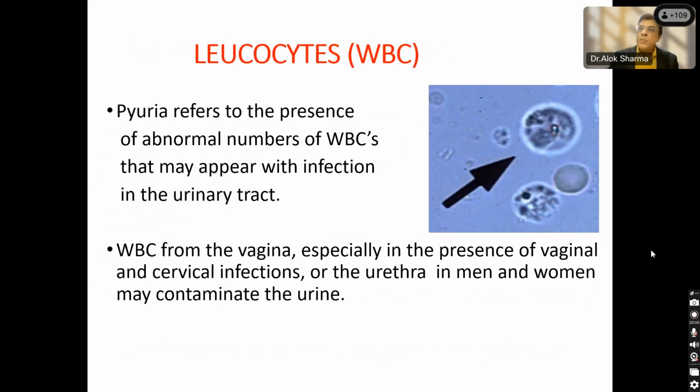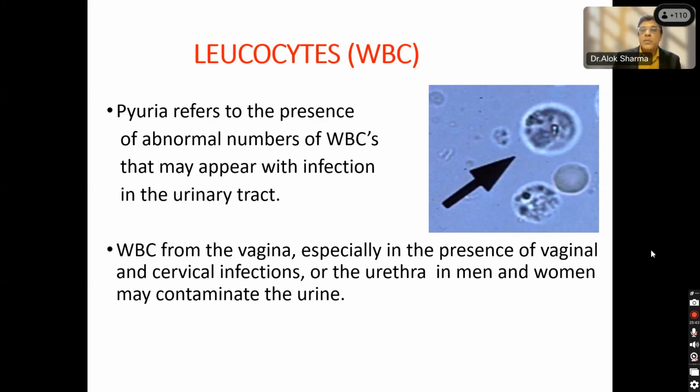Now we've done the RBCs. Now we'll move on to the next cellular element. Leukocytes are the next important cellular element. You must have heard the term pyuria a lot, right? Pyuria refers to the presence of an abnormal number of WBCs. We've already talked about the threshold earlier. That may appear with infection in the urinary tract. And you should also remember that contamination should always be actively sought for and excluded.